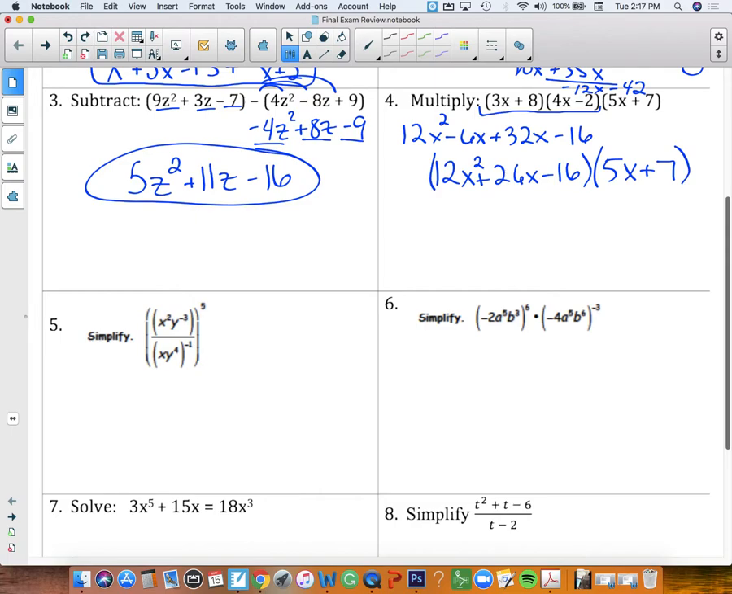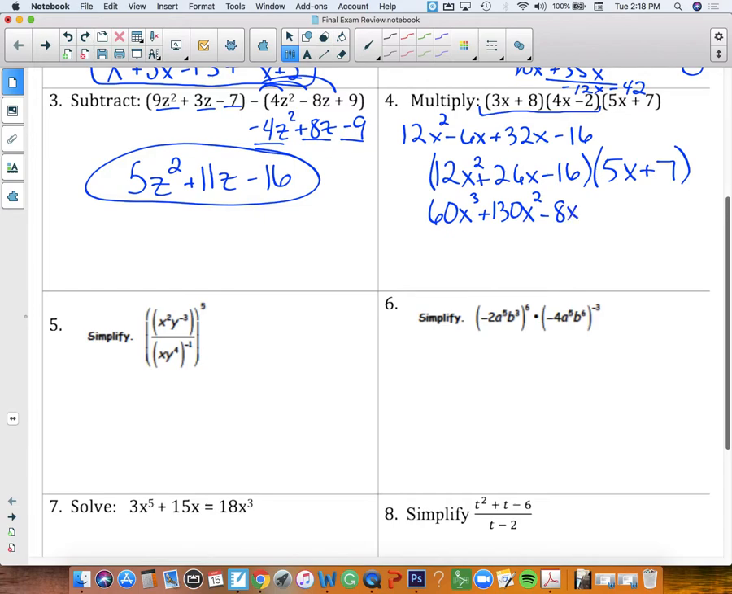All right, so then we take the next one, multiply it through there. 5x times 12x squared gives me 60x cubed. And then 5x times 26, that would give me 130? No, let me double check. 26 times 5, 130, yep. So plus 130x squared minus 5 times 16, that would give me an 80x.